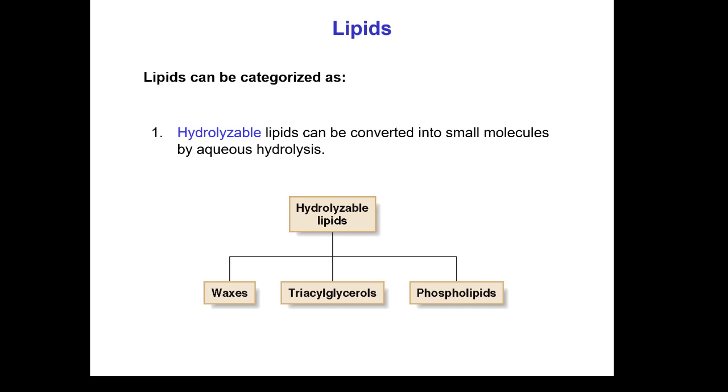So how do we start to categorize our lipids? Well, we could start with: can they be hydrolyzed by water? Can water break them down? Some of our lipids can be converted into smaller molecules. We could turn our lipids into waxes, triglycerides, or phospholipids via a hydrolyzing reaction. They're not going to be soluble in water, but reacting them with water could result in these compounds forming.